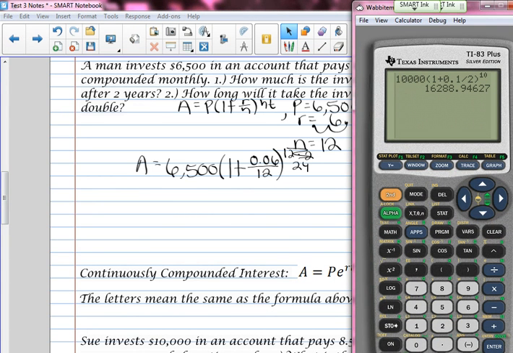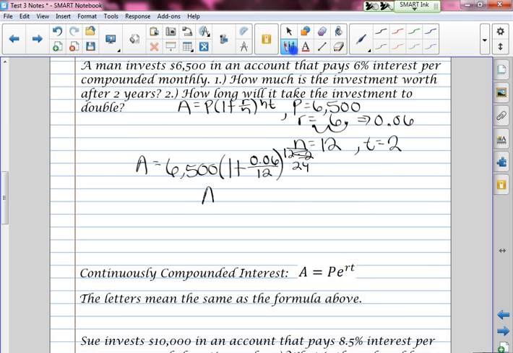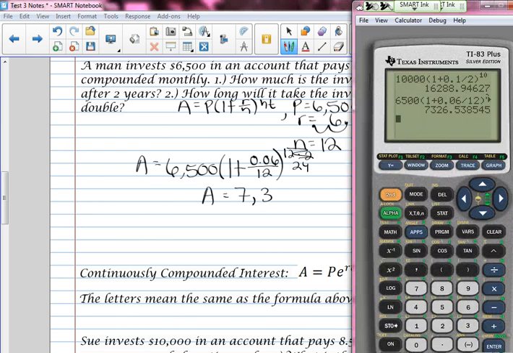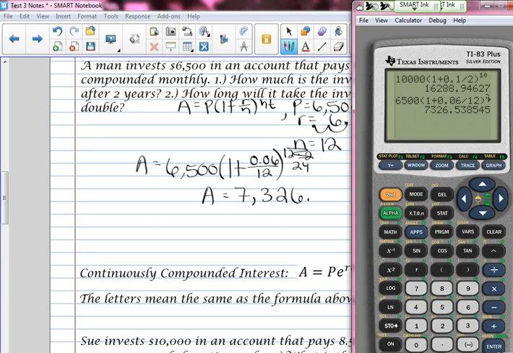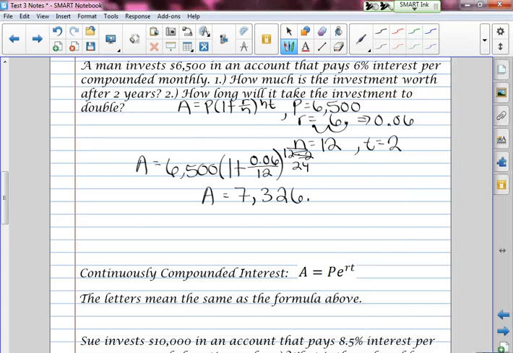So, 6,500 times (1 plus 0.06 divided by 12) to the 24th power. And you get $7,326.54.